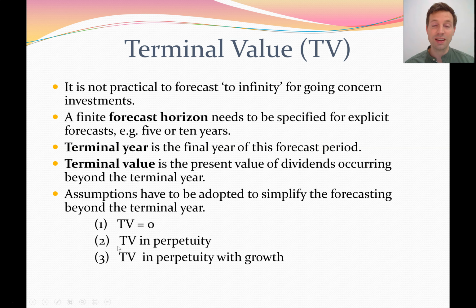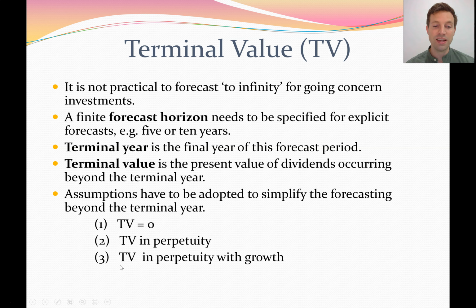The second assumption could be there's going to be a perpetuity. So I think in year 5, my dividend will be $2 per share. And I think every year after that in the future, they'll continue to pay a $2 per share dividend. The company will continue operating, it will continue being successful, but it's not necessarily going to grow.